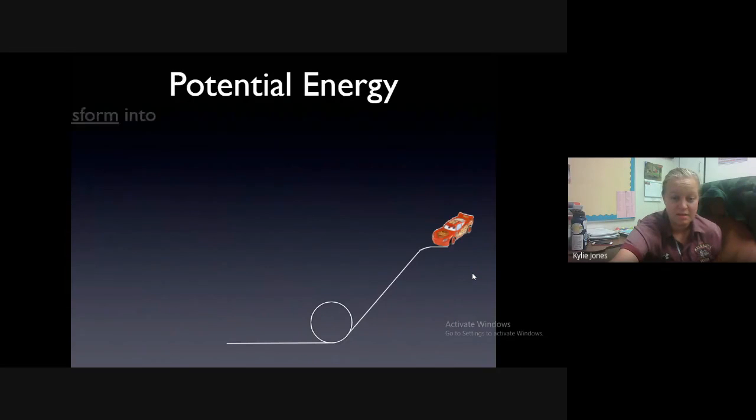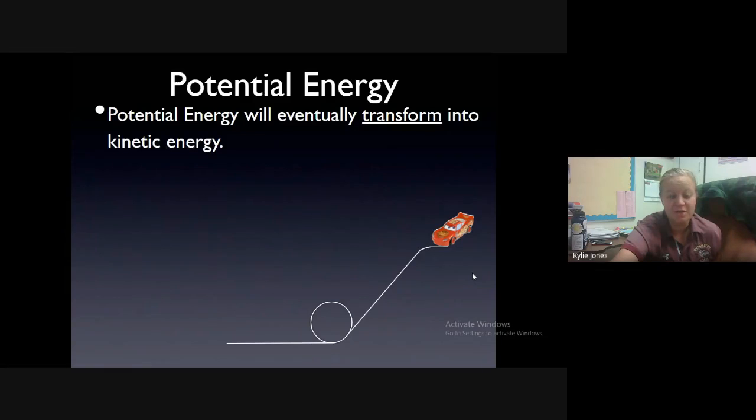Next part. Potential energy will eventually transform into kinetic energy. So everything starts as potential energy because it has the potential to do something. It's just how it gets transformed into kinetic energy that is different. So our pencil, right now, I have to hold it up to see it, my pencil has potential energy because it's not doing anything. But when I start to move it and put it to a piece of paper, it's transferred to kinetic energy so that I can write.